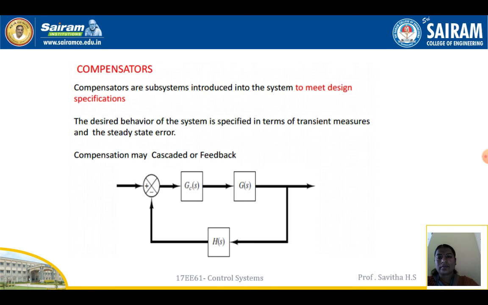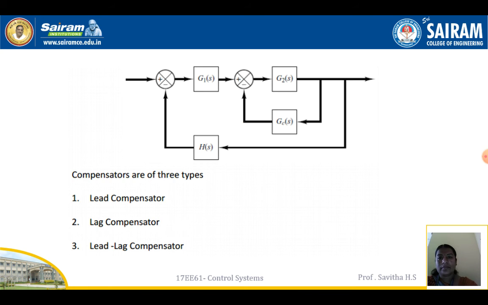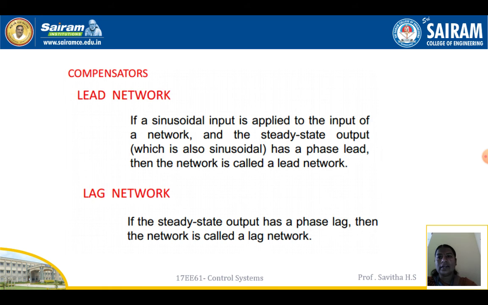Next topic is compensators. Compensators are the subsystems introduced into the system to meet the design specifications. The desired behavior of the system is specified in terms of transient measures and the steady state error. Compensation may be cascaded or feedback. So compensators are of three types: lead compensator, lag compensator, lead lag compensator.